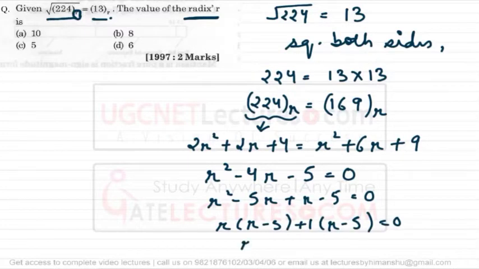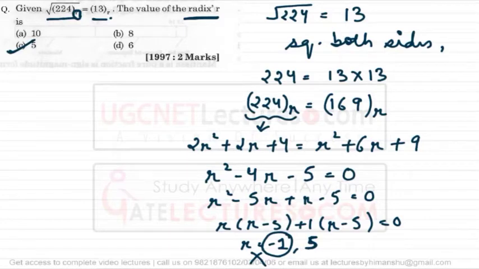So I'm getting two values for r, which are minus 1 and 5. Since all of us know that the base of a number system cannot be negative, we neglect this answer. So the right answer is going to be 5. You see, there is an option 5. So this is the right answer.